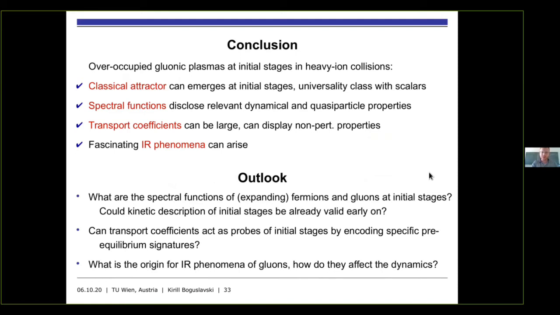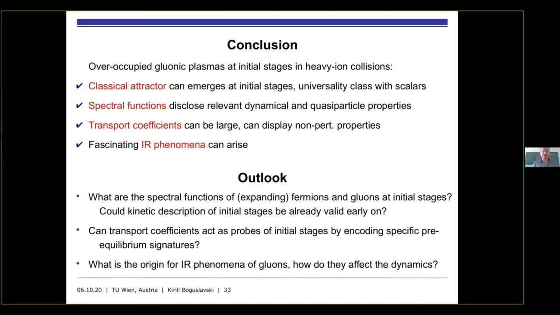And with that, I conclude. What I have discussed was over-occupied gluonic plasmas at initial stages in heavy ion collisions. I have reviewed some classical attractors that emerge at initial stages and some universality in classical scalar field theories. I have also talked about quite recent results on spectral functions, which disclose relevant dynamics and quasi-particle properties. I've discussed transport coefficients, and one of the transport coefficients at early times, the jet quenching parameter, has already been discussed by David, and we have now discussed heavy quark diffusion. They can be large, especially at initial stages, and they can display non-perturbative properties. And we have also discussed some fascinating infrared phenomena.